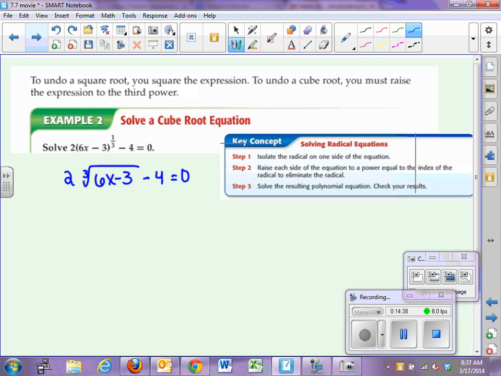Now, step 1, I want to get the radical alone. So it means I have to get rid of the 2 that's on the outside and the negative 4. Well, I start by adding 4. Because now I can divide both sides by 2, because this is multiplication and I want to undo it. And that's how we're going to get our radical alone on the left.